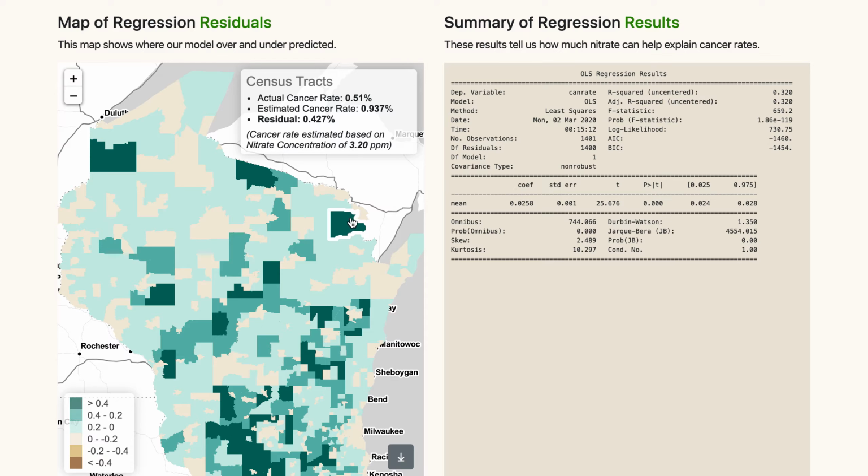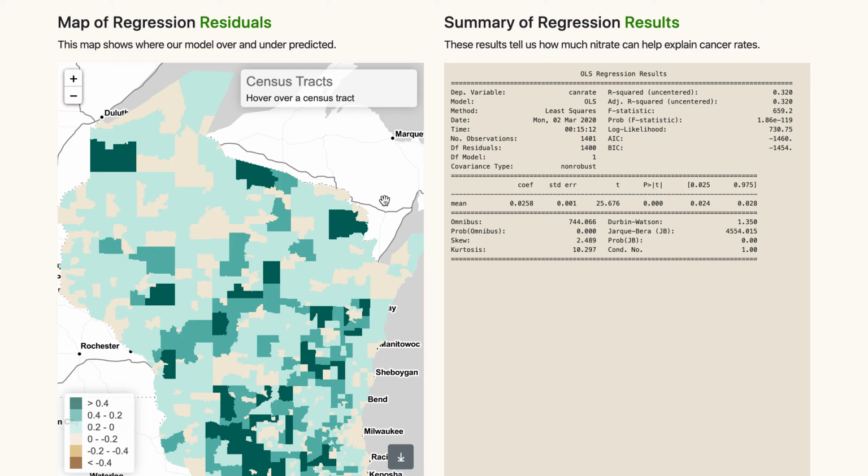But if I just move one over, suddenly the residual is a little bit higher. It's a little bit further from zero. We didn't do quite as well with this census tract, but that's okay because it's still relatively close, if you ask me.